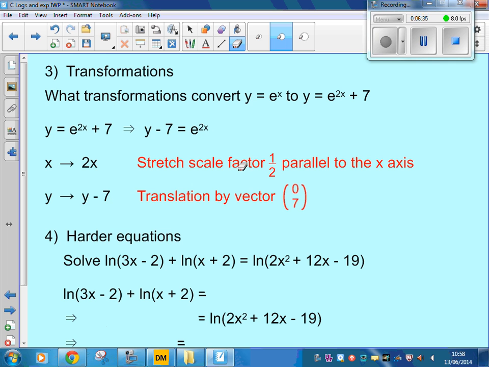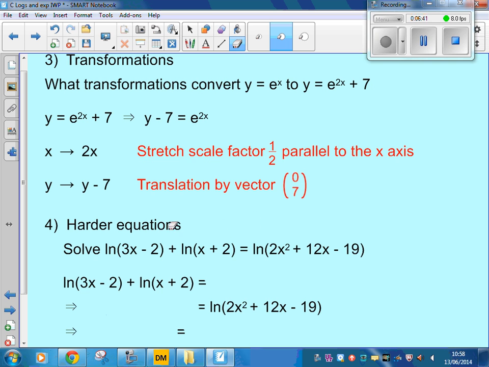Because that is in the x direction and this is in the y direction, it doesn't matter about the order you do them in. Then finally, the harder equations. Now this just said ln of one part equals ln of another part. You could get rid of the ln's. But it says ln of 3x minus 2 add ln of x plus 2 equals the ln of 2x squared plus 12x minus 19. So you can't get rid of the ln's quite yet.